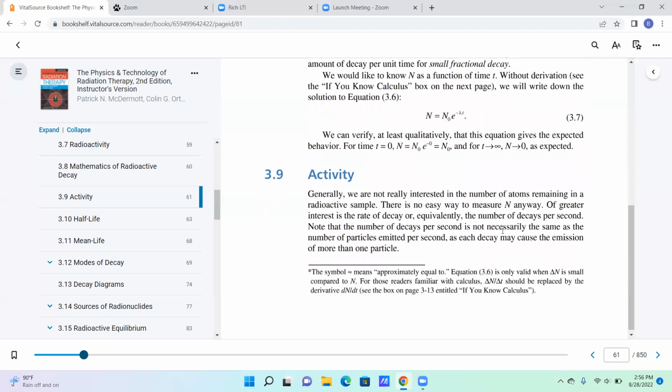Now, in general, we're not really interested in the number of atoms remaining in a radioactive sample. There's no easy way to measure that, and so what good does it do you to know that? What we are interested in is the rate of decay, or equivalently, the number of decays per second. Note that the number of decays per second is not necessarily the same as the number of particles emitted per second.